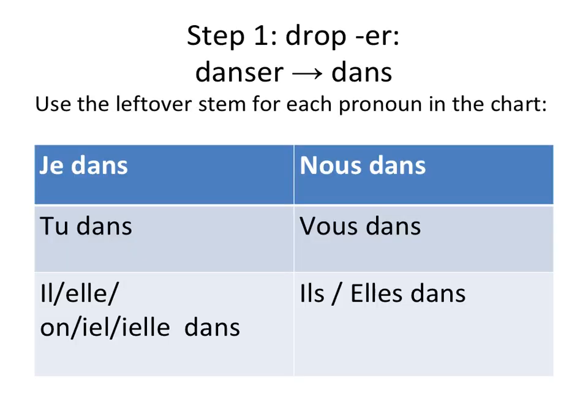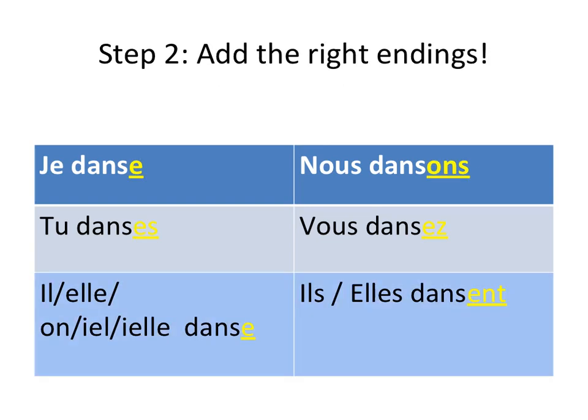If we go to the pronoun chart, like we've done before, if we're using danser, we do step 1, dropping the ER. Danser, au revoir ER. Dans is left. We use the leftover stem for each pronoun in the chart. So take your time to write it in now. Dans, dans, dans, dans, dans, and dans. Step numéro 2, now we personalize and we add the right endings.